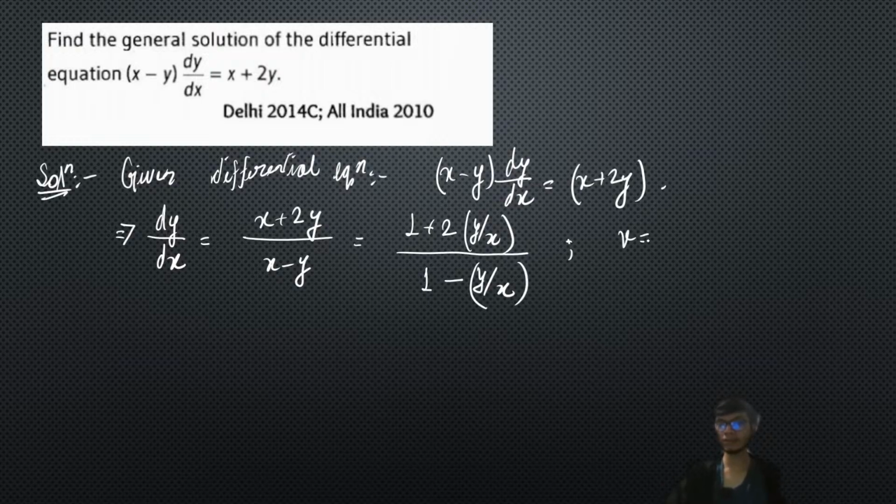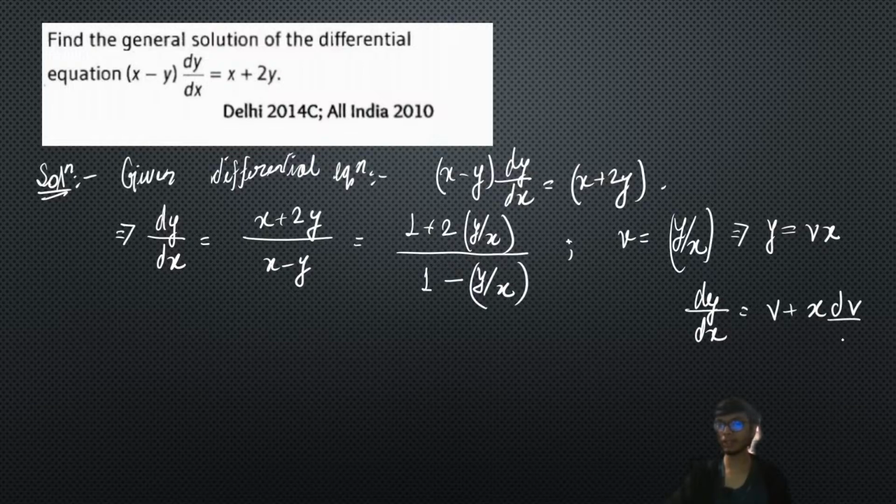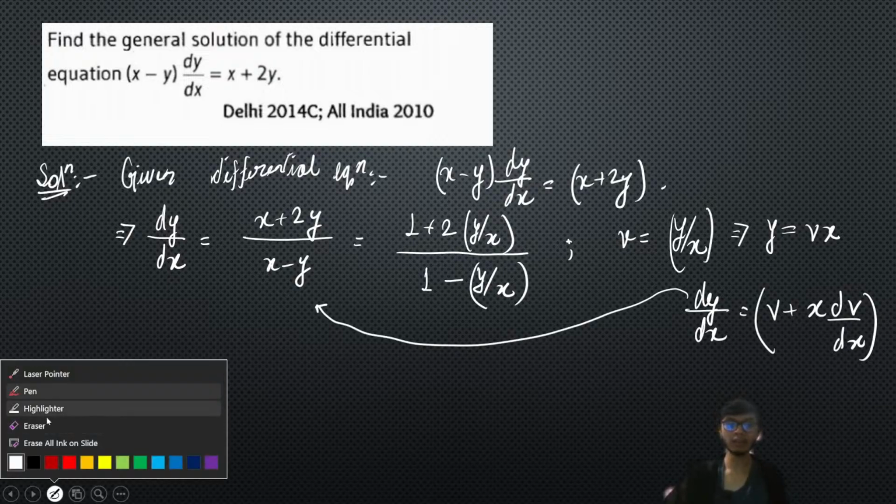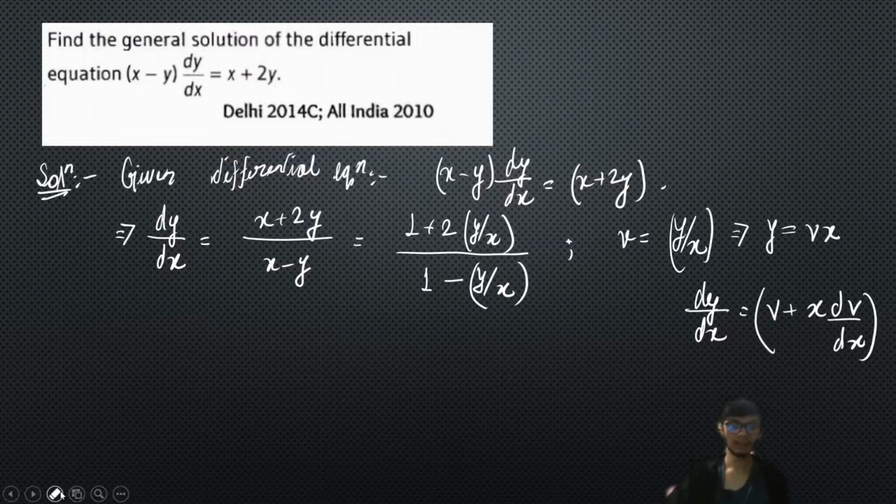So again we assume the same variable v, that is equal to y upon x. From here I get y equals v into x. If we differentiate both sides with respect to x, I get v plus x times dv upon dx, right? The advantage of doing this is that you are able to simplify the solution into variable separable form. So we proceed further with this.